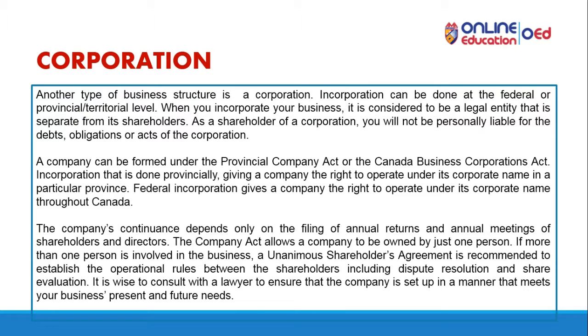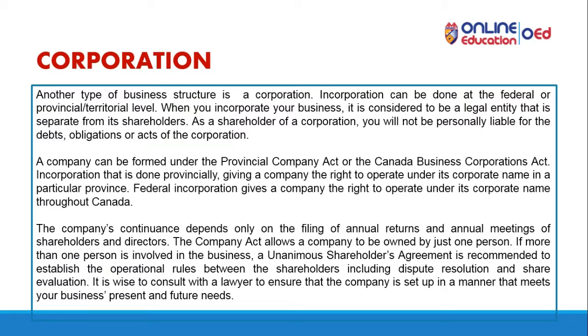Okay, so the next type of business structure is corporation. Another type of business structure is a corporation. Incorporation can be done at the federal or provincial or territorial level. When you incorporate your business, it is considered to be a legal entity that is separate from its shareholders.